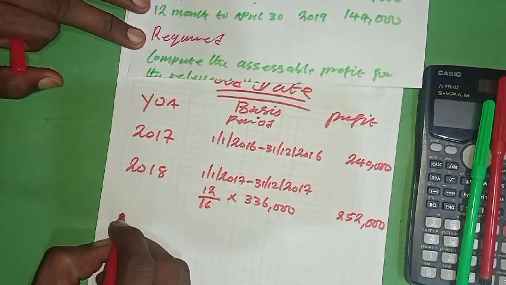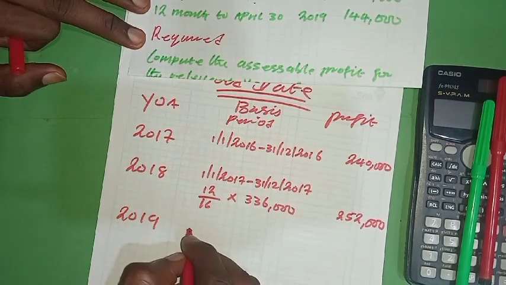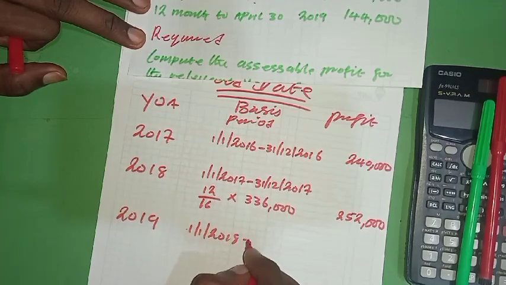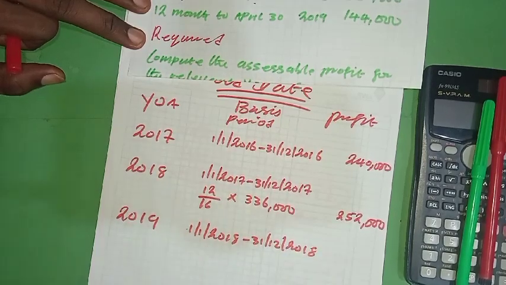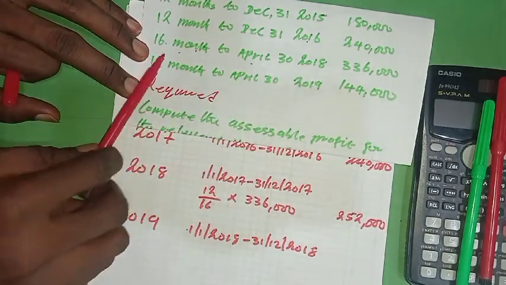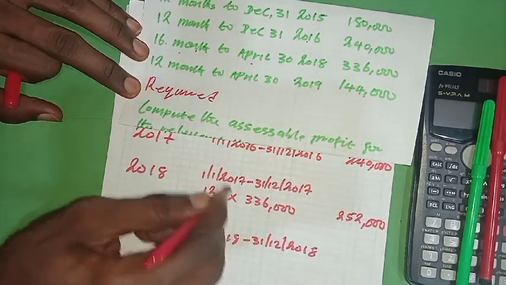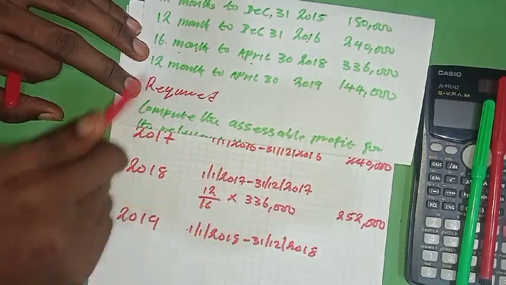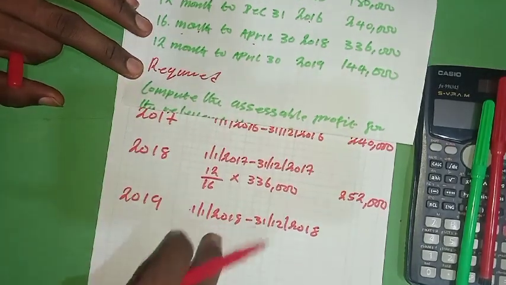Now, the next year is what? 219. And the basis period we're looking for there is first 218 to 31st 12 218. Now let's look. Where can we see 218? 218 is here. Remember, out of this 16 months, we've removed 12 months, from January to December. Now it is remaining 4 months that entered 218, which we are going to remove here now.